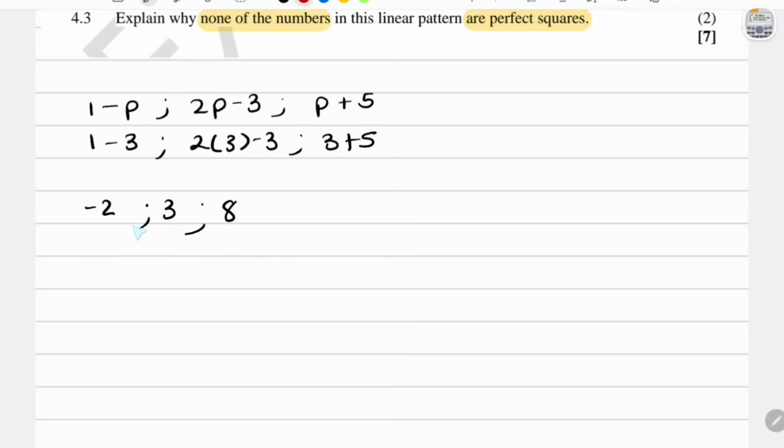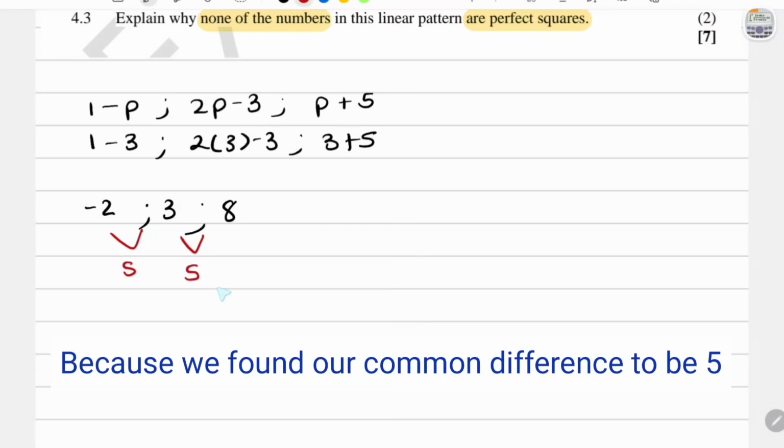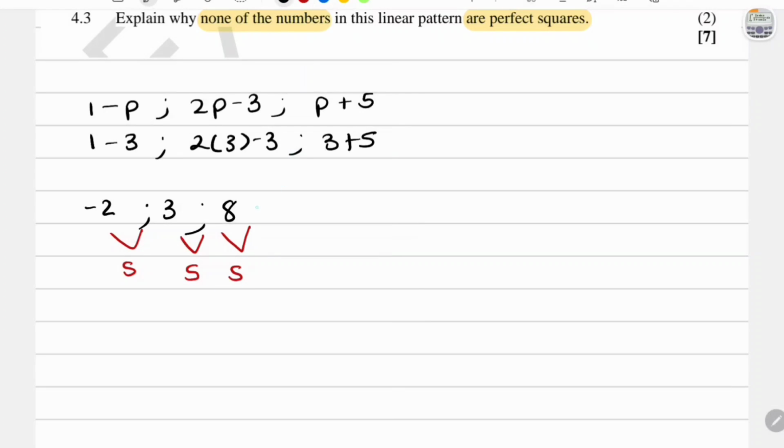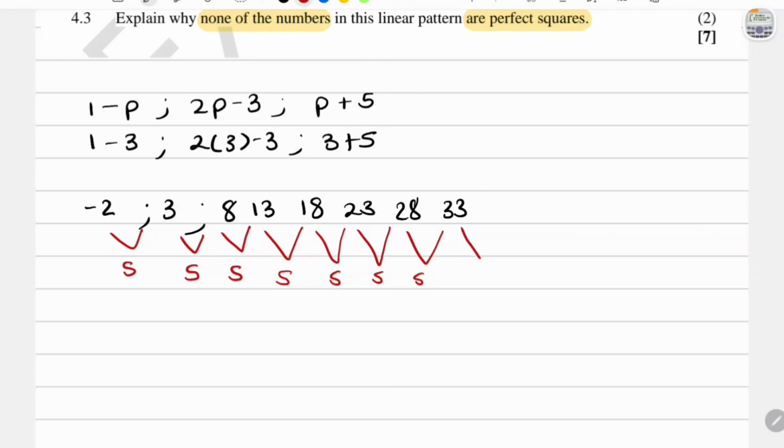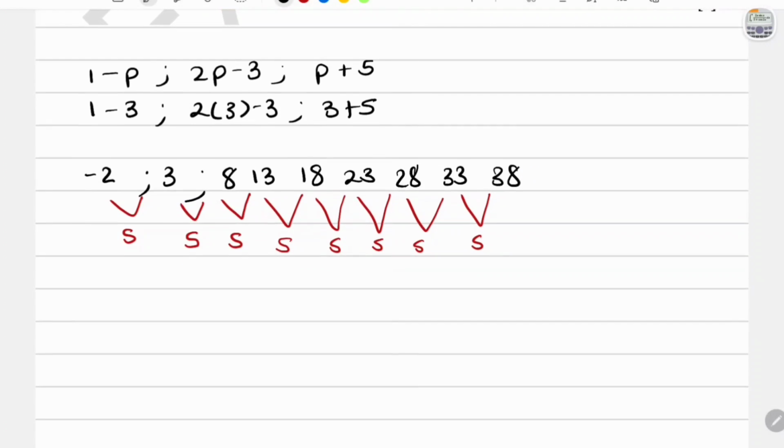Let me go ahead and keep adding. I know I kept adding 5 to get the next term. So 8 plus 5, I'll get 13. Plus 5 again, I'm going to get 18. Plus 5, I'm going to get 23. Plus 5, I'm going to get 28, plus 5. These numbers look very similar. Keep adding 5, then we have 33. I'll add 5 again, then we have 38. You see that there's a pattern with these numbers.